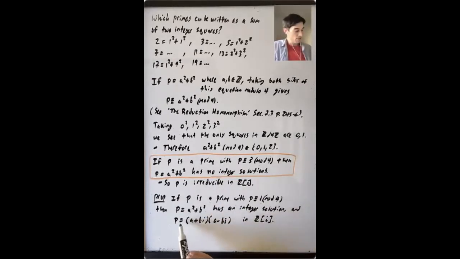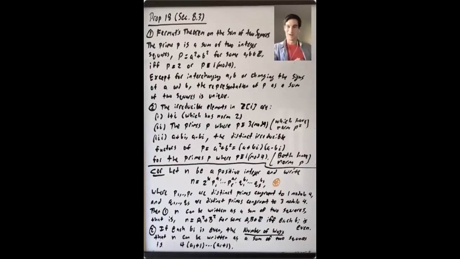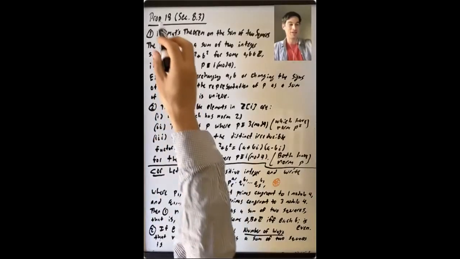And that means that P factors as a product of exactly two irreducibles, P equals a plus bi times a minus bi in Z adjoin I. Okay, so I'll pause and erase. And instead of jumping right into the proof of this proposition, I'm going to state a more general result that completely characterizes which n are the sum of two squares, how many times, and then exactly what the irreducibles are in Z adjoin I.